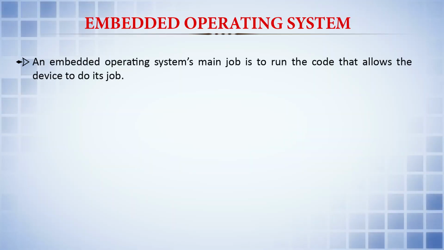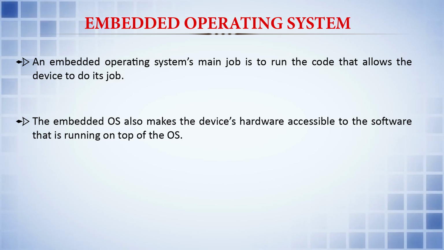In an embedded operating system, the main job is to run the code that allows the device to do its task. The embedded operating system also makes the device hardware accessible to the software that is running on top of the operating system. So, in these operating systems, what are the main functions? In general purpose operating systems, the main functions are process management, memory management, device management, file handling, error handling, and security. All these are the main functions of a general purpose operating system.